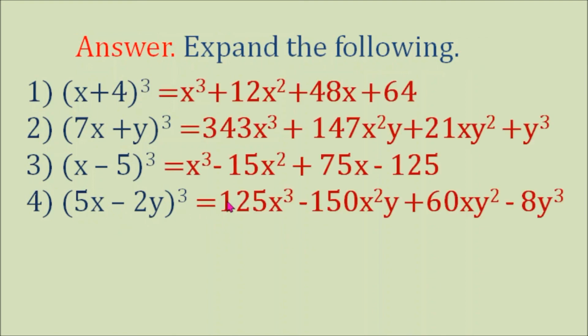Now I will show you the answer. Number 1, the answer is x cubed plus 12x squared plus 48x plus 64. For number 2, the answer is 343x cubed plus 147x squared y plus 21xy squared plus y cubed. The answer for number 3 is x cubed minus 15x squared plus 75x minus 125. And for item number 4, the answer is 125x cubed minus 150x squared y plus 60xy squared minus 8y cubed.